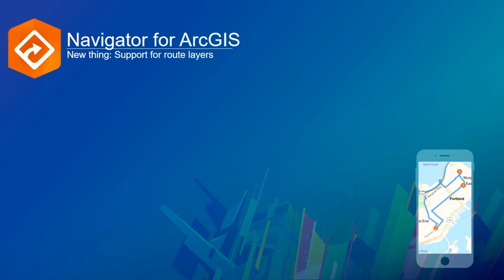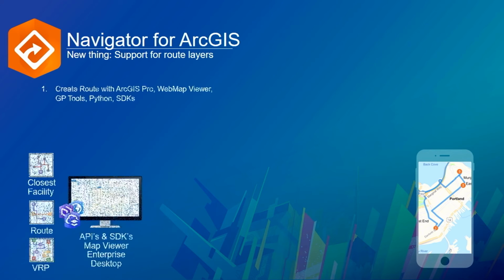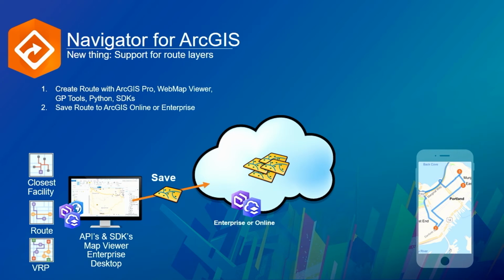So as mentioned, the key feature for this new release is support for route layers. And that really starts today in Pro or somewhere in the ArcGIS platform. There are many, many ways to create route layers today. You can use ArcGIS Online or ArcGIS Enterprise. They have tools such as Closest Facility, Route, or the VRP. And so any of those tools can create routes for you and publish those to ArcGIS, and again, ArcGIS being online or enterprise.